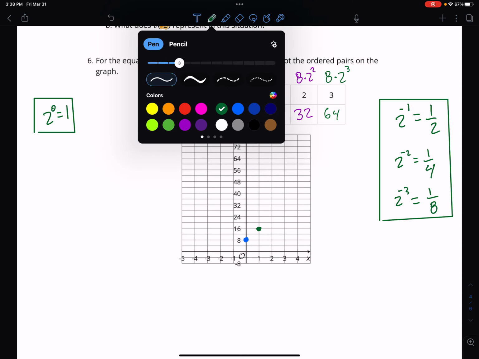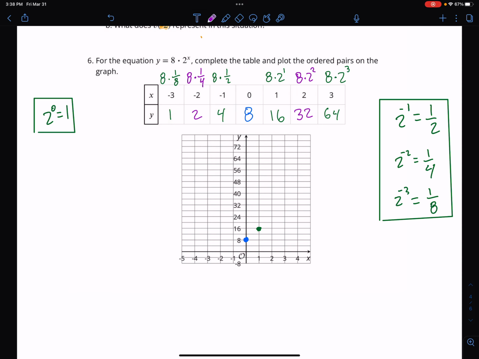And in purple, my next point is going to be 2. When x is 2, y is 32. So I look, where is x equal to 2? Where's y equal to 32? And over here, all the way on the right, I got 3, 64. When x is 3, y is 64.